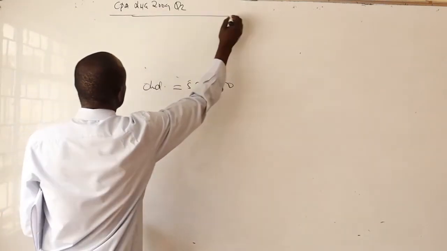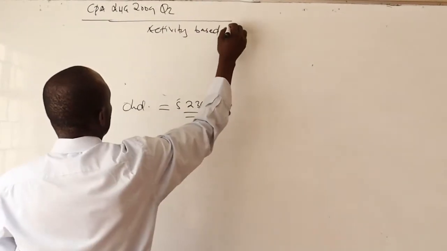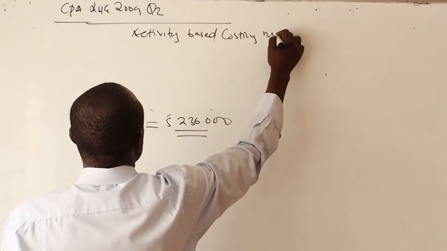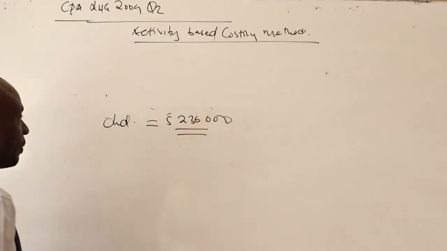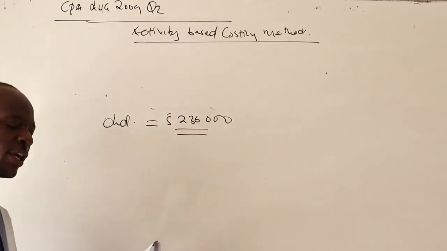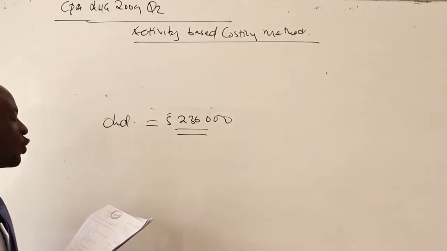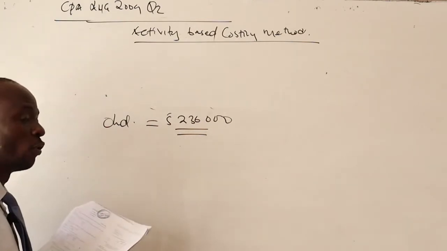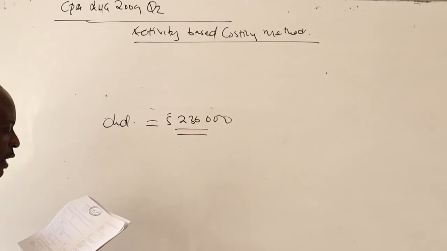So we are going to use the activity-based costing method, ABC. Remember, for you to be able to do activity-based costing, you need to have the overhead for each activity. In this question, they have only given us a percentage of the activity on the total overhead. We had already determined the total overhead to be 5,236,000. So we are going to take the percentage provided for each activity in order to get the overhead for each activity.